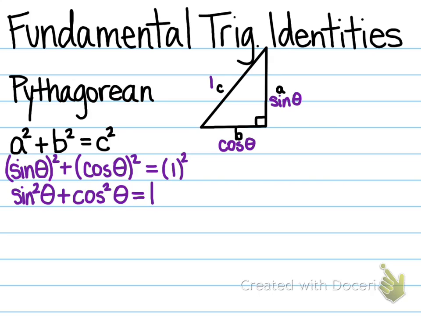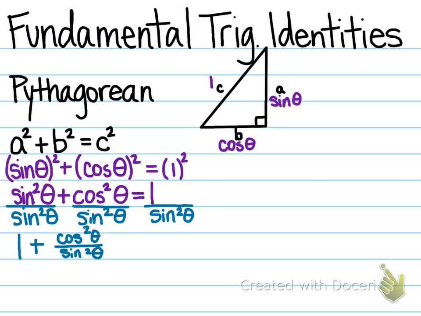So first I'm going to take this equation and I'm going to divide everything in the equation by sine squared. So sine squared divided by sine squared, cosine squared divided by sine squared, and 1 divided by sine squared. So we know that sine squared divided by sine squared, that would be 1, plus cosine squared over sine squared will equal 1 over sine squared.